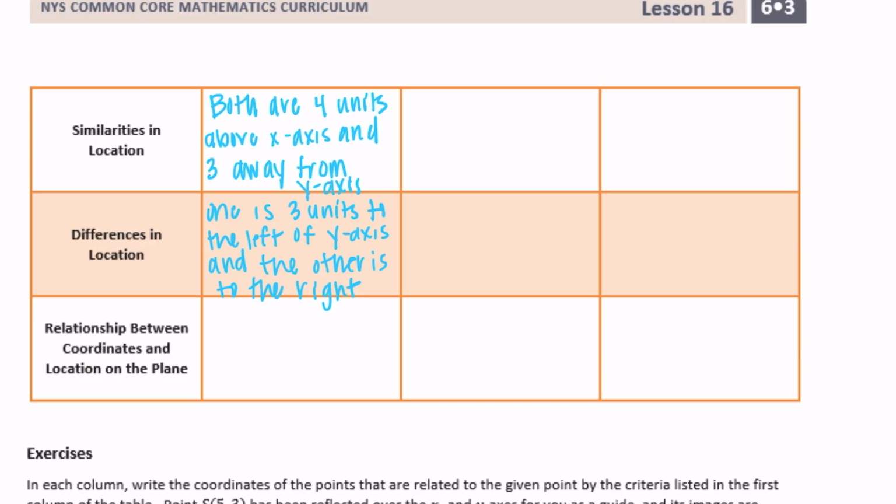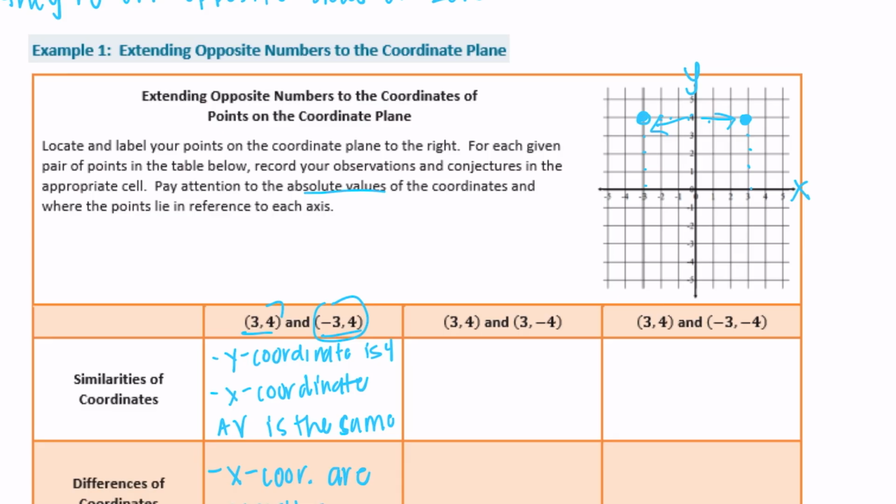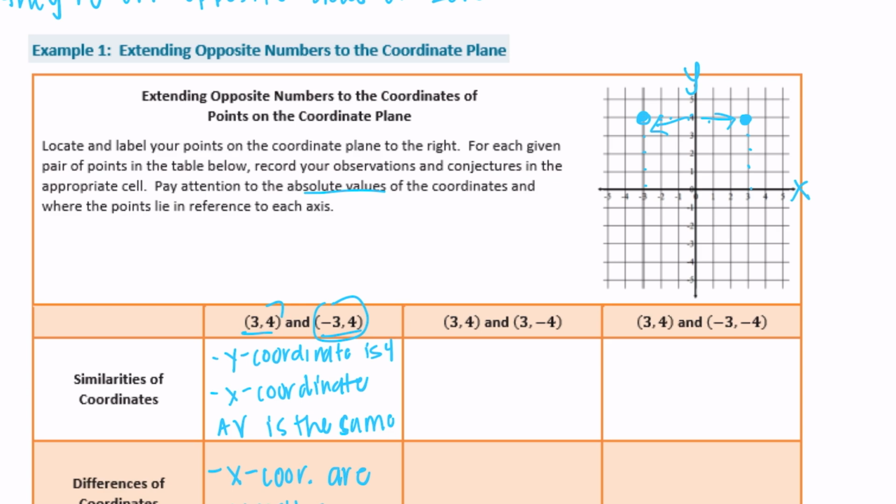And then relationship between coordinates and location on the plane. We want to know the relationship between these coordinate pairs and where they're actually located on the plane, like what quadrants they're in, how they're reflected maybe. So we can say that the x-coordinates are opposite numbers. We've already kind of outlined that. So they lie on opposite sides of the y-axis. And they have the same absolute value, so both points lie the same distance from the y-axis. And they lie the same distance from the x-axis, so the points are symmetric about the y-axis.